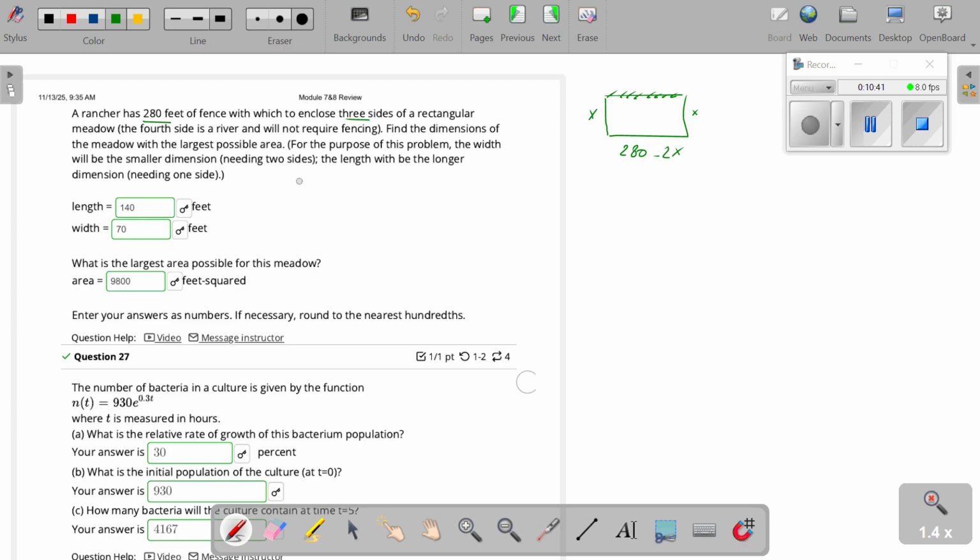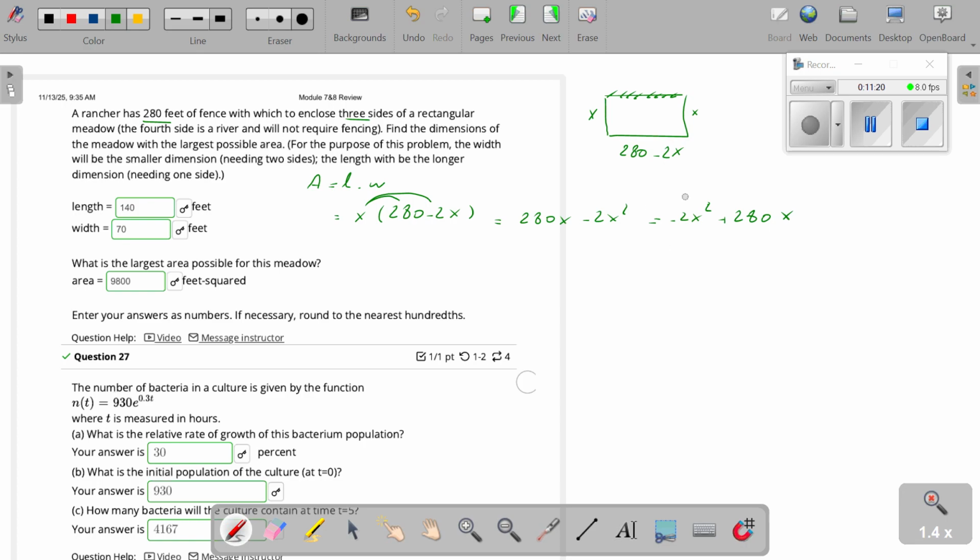Now, we're looking for the area. First of all, you know area is length times width. What is the width? It's x. And what is the length? It's 280 minus 2x in this case. So let's distribute that. I'm going to have x times 280, which is 280x, and x times negative 2x, that's negative 2x squared. I'm going to write it this way so it's easier to see the quadratic equation: negative 2x squared plus 280x.